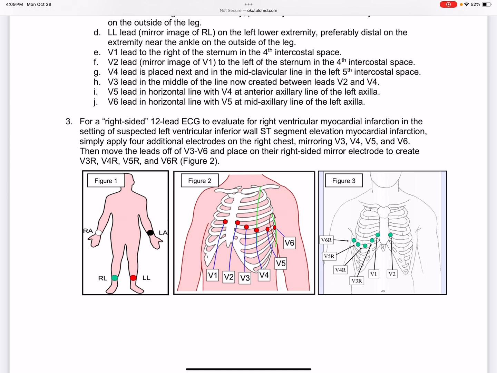And then it goes back to V3 and talks about V5. I'm just going to explain how I do it. I'm going to put V1 on, V2 on, and then I'm going to throw V4 on, and then I'm going to throw V6 on, which is in horizontal line with V5 at mid-axillary line of axilla. So it's pretty much right underneath the armpit. And then you can go in and put V3 and V5 in between the necessary spots. So V3 is going to be in the middle of the line now created between leads V2 and V4, and V5 is the horizontal line with V4 at anterior axillary line of the left axilla.